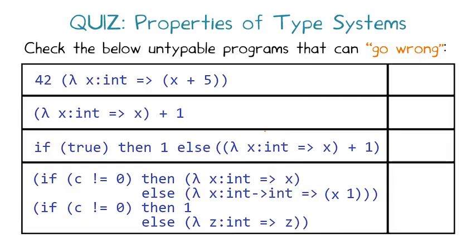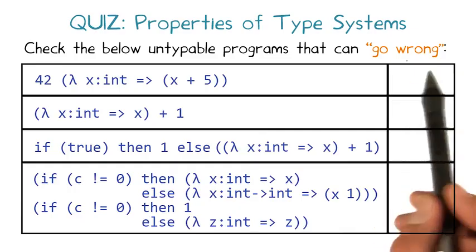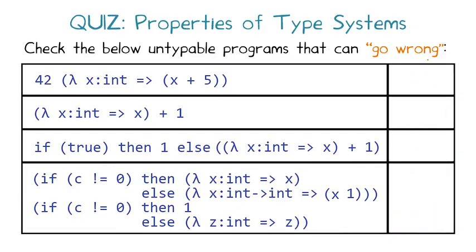However, not all of them correspond to programs that would exhibit an error on execution. Check the boxes corresponding to which of these programs can go wrong. That is, there is some execution on which an error would occur. Let's consider each program in turn.